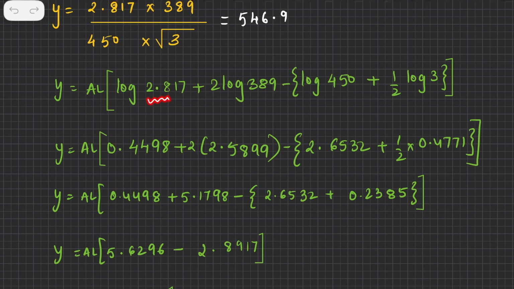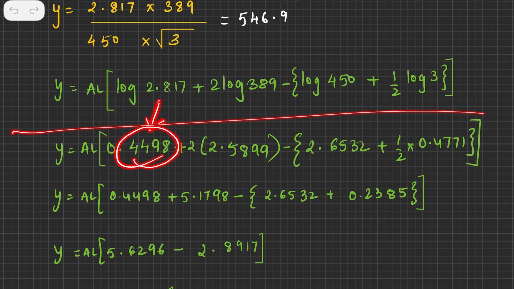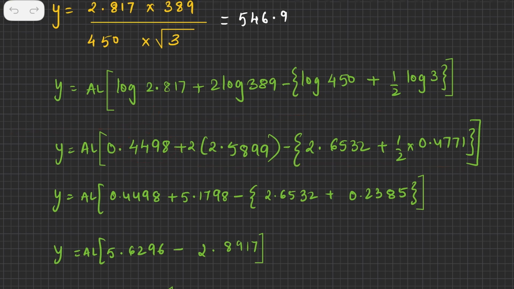Then 2817, so 28 row, column number 1, and mean difference is 7. So I'll get 4498 in that number. Now in case you are finding it difficult to find out this 2.817 and how to get this step, I would request you to go back to the previous logarithm videos, the initial videos, and come back to this video again, because I have clearly explained how you get this number.